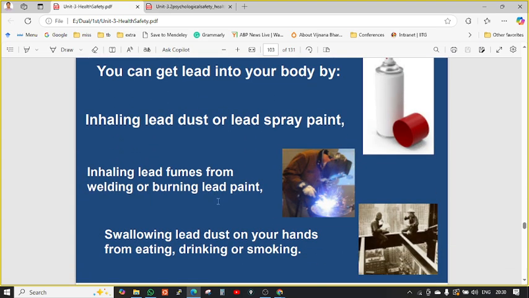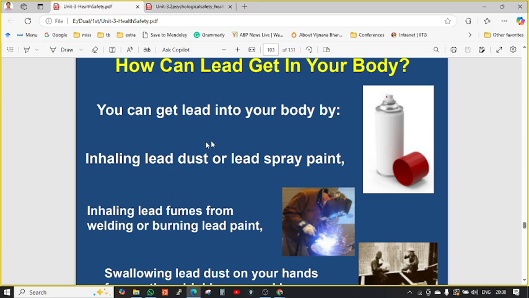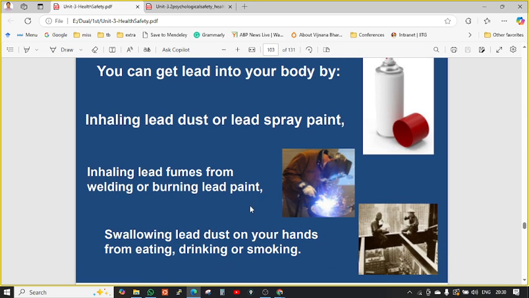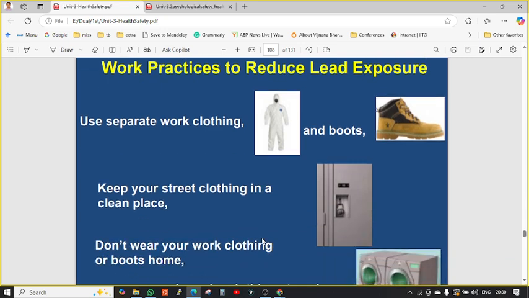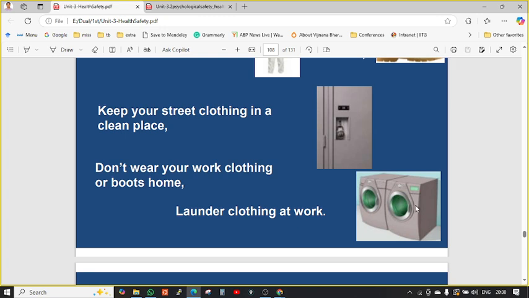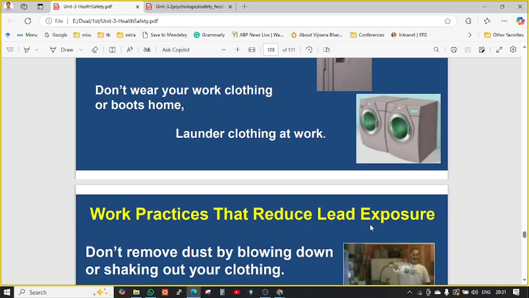Then how can you be contaminated with lead? You can be contaminated through paint spray, inhaling fumes, welding fumes, and swallowing or drinking contaminated things, or through dusty hands. So these are the different ways you can expose yourself to lead. These are the different safety PPEs, mostly apron and safety shoes, and then proper tag out, lock out, and use of a washing machine after coming from your workplace. Every day you have to wash your clothes cleanly.